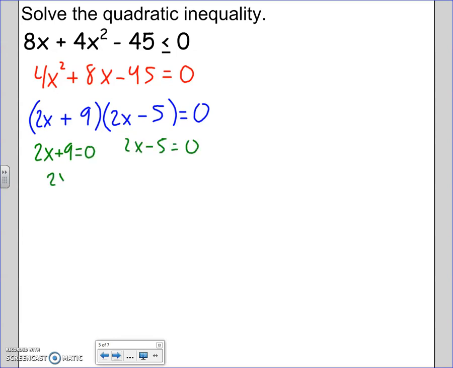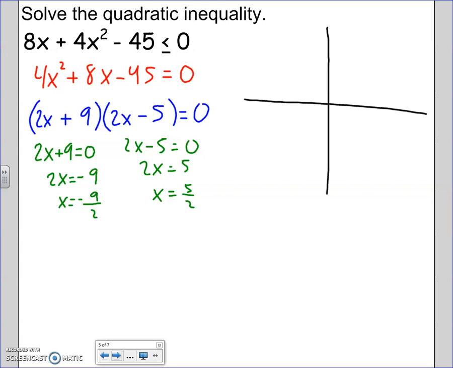For the first, I'm going to subtract 9, divide by 2. Second one, I'm going to add 5, divide by 2. I now know to finish the graph. We have the two roots. Negative 9 over 2 is somewhere to the left side. It's negative. Positive 5 over 2 is somewhere to the right side. It's positive. It is not drawn to scale.